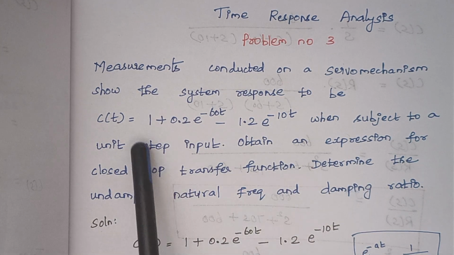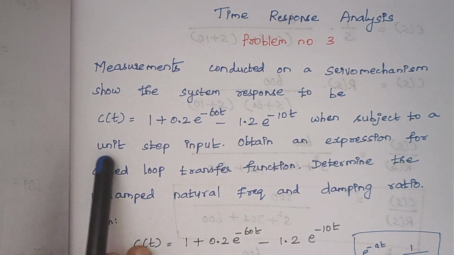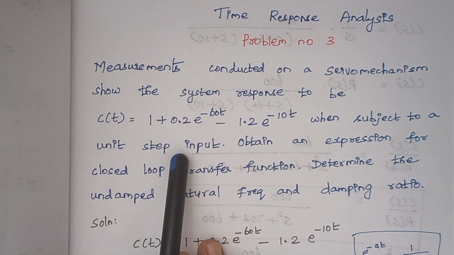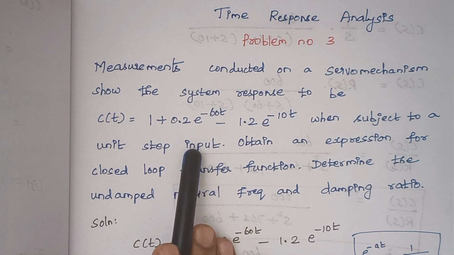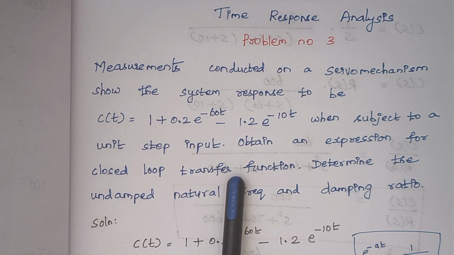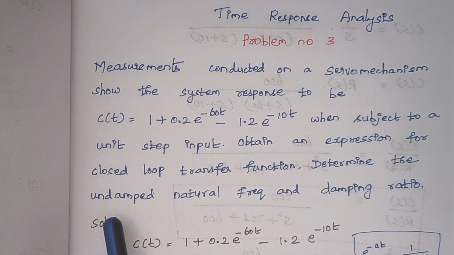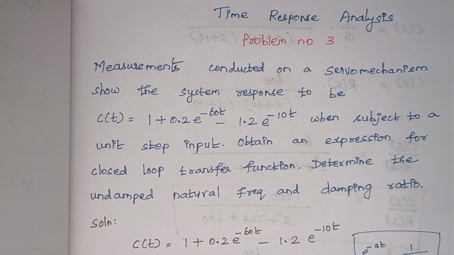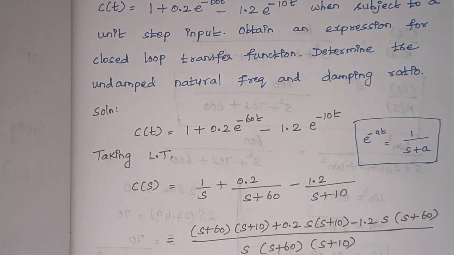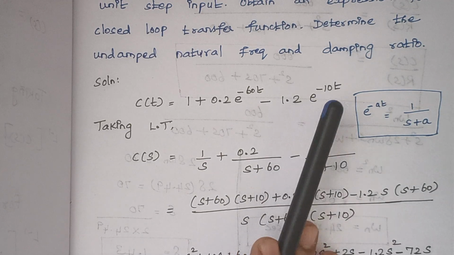Right. So here our final output response is given and the type of input here is step input. With these data, we are asked to find the expression for closed loop transfer function, and with that closed loop transfer function, we are asked to find what is the undamped natural frequency and damping ratio, right? So, the solution starts here. So, this is our given expression, right?